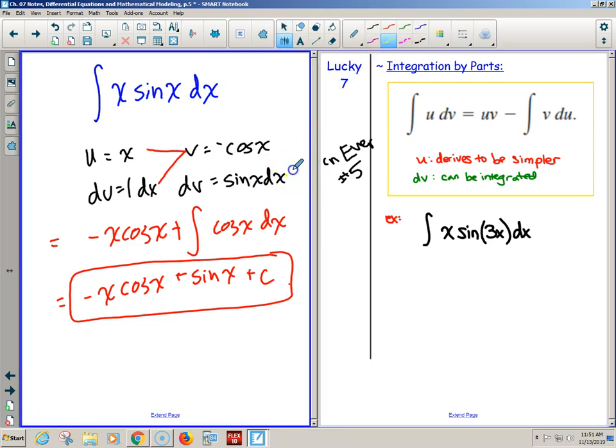When I went from sine to negative cosine, that's not a derivative, that's an integral. Everybody good? Ultimately, I basically integrated both sides. When I integrated both sides, I was able to get back to v, so it was possible. If you're ever unable to integrate something, it better not be in the dv spot or else it will be impossible to proceed.